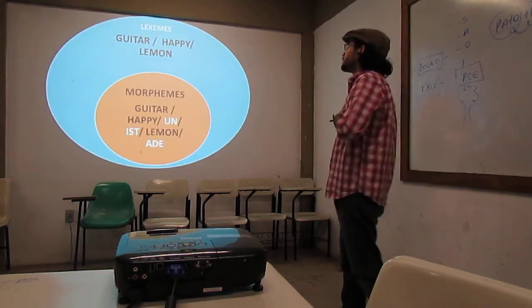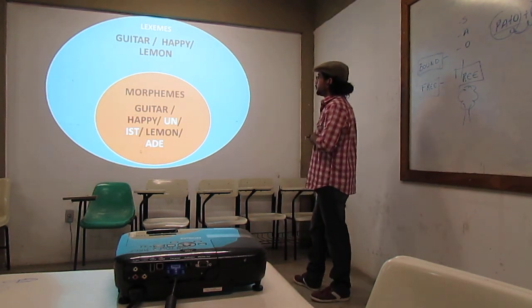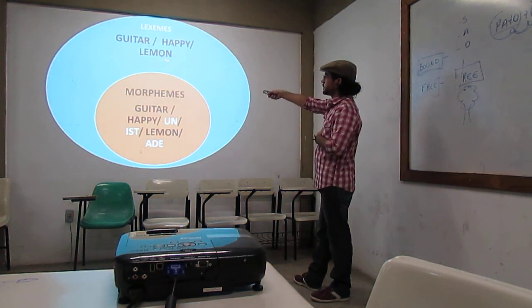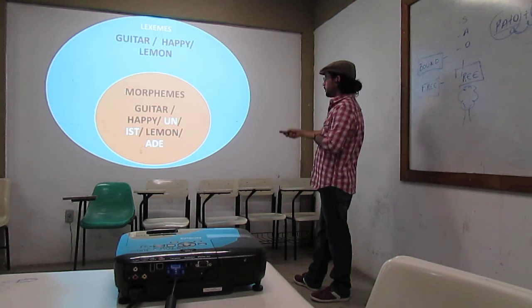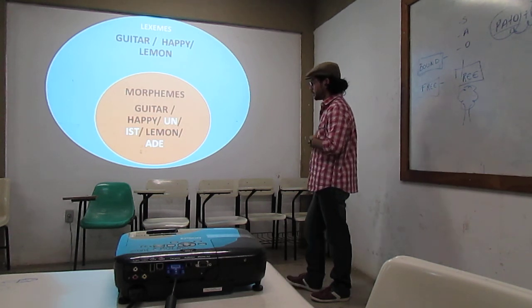Okay. Here we have a picture representing the lexemes we have seen and the morphemes. Free morphemes in black and bound morphemes in white.